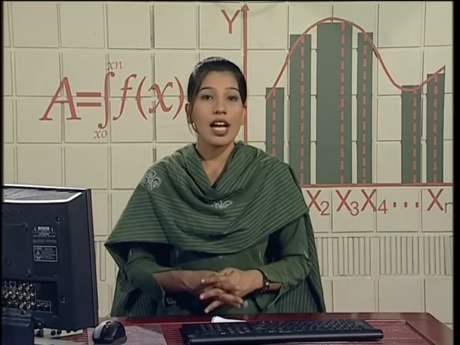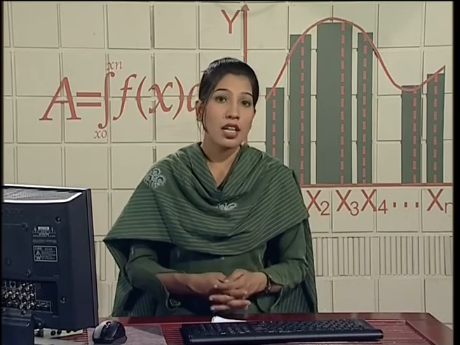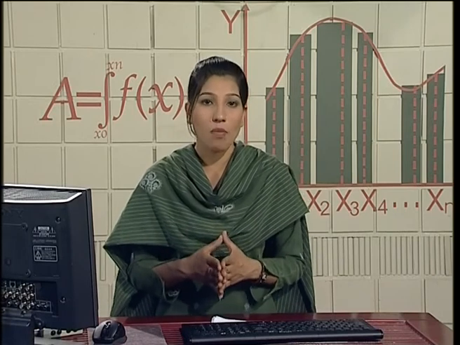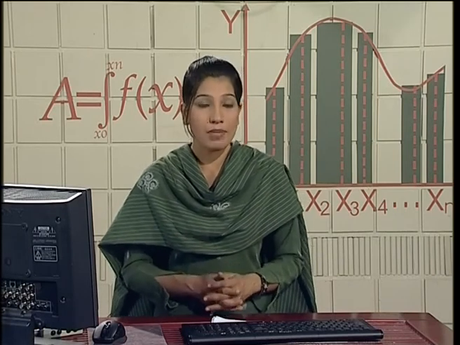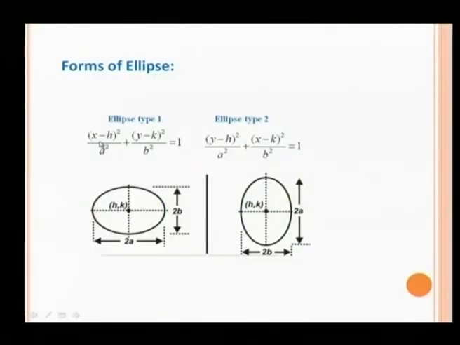As I told you that there are different forms for parabola, so there exist two standard forms for ellipse. You can see these two forms on the screen. For the first type of ellipse, we have the equation (x minus h) whole square divided by a square plus (y minus k) whole square divided by b square is equal to 1. For this ellipse type, your center would be at h and k and your major axis would be the x-axis.